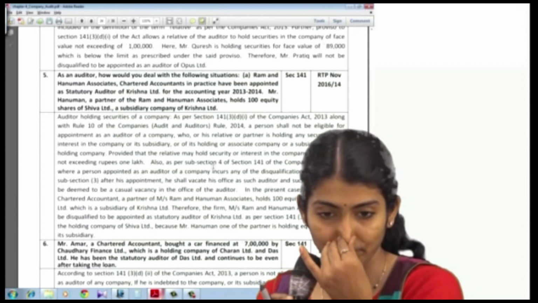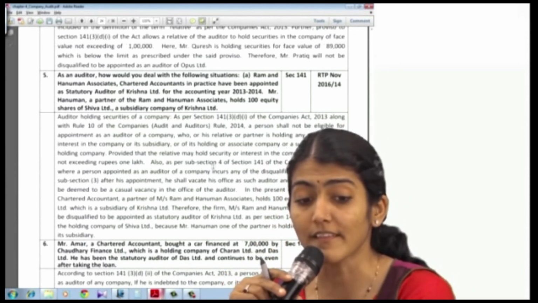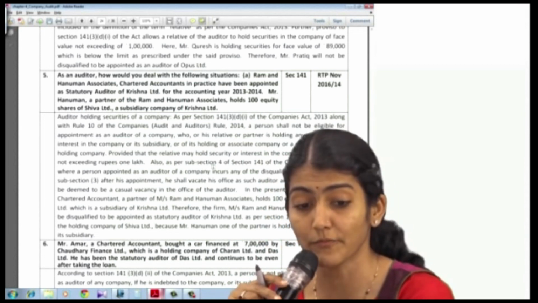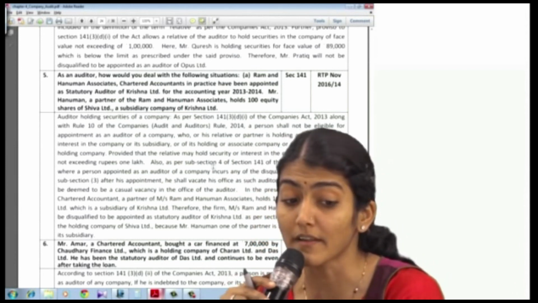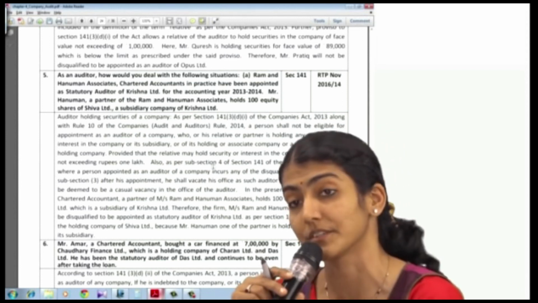Next one, 5. Ram and Hanuman Associates, Chartered Accountants in Practice, have been appointed as statutory auditor of Krishna Limited for 13-14. Hanuman, a partner of Ram and Hanuman Associates, holds 100 equity shares of Shiva Limited, a subsidiary company of Krishna Limited.